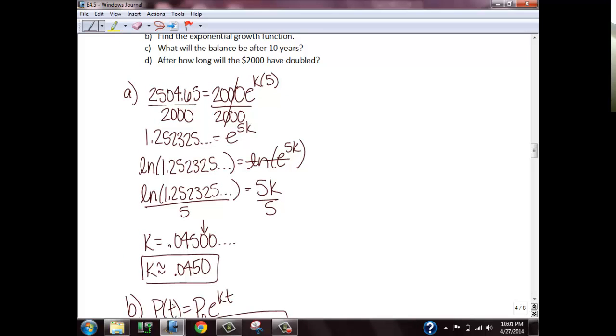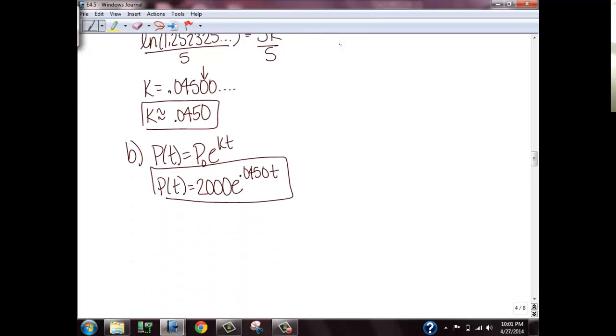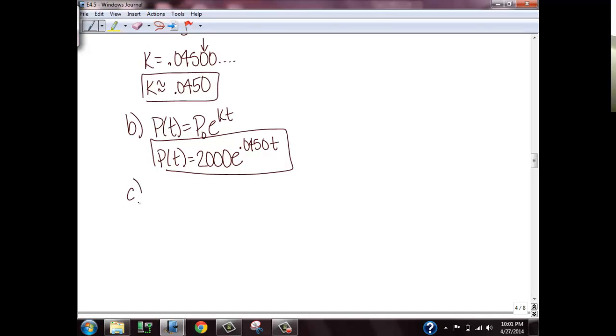Part C says, what will the balance be after 10 years? Okay, so I'm going to just plug in. When it gives me 10 years, that means that's giving me the time. So they want to know, how much money do I have when t equals 10? So I'm going to come down here and I'm just going to plug P of 10 in. So that gives me 2,000 e to the 0.0450 times 10. And now all I have to do is simplify the right hand side.